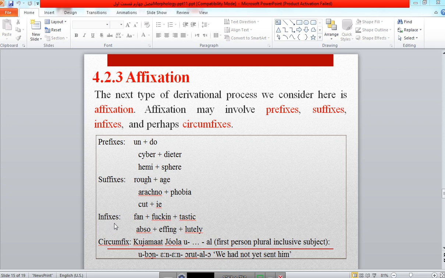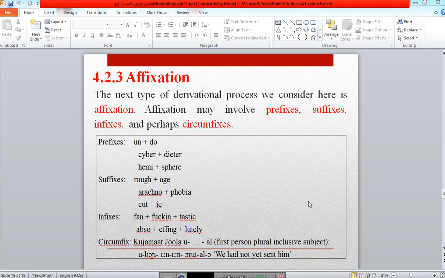Then these are infixes, which English speakers may use in swear words. For example, fan-fucking-tastic, or absolutely, you see here. And we have some circumfixes in other languages other than English, like Kwajalein. We have some forms of circumfixes. So these are the examples of affixation, which includes prefixes, suffixes, infixes, and circumfixes, as you see here.